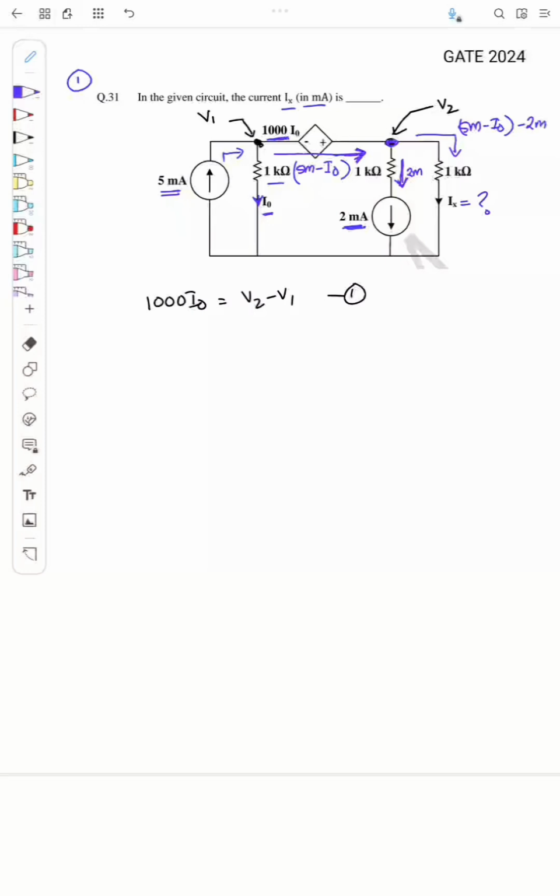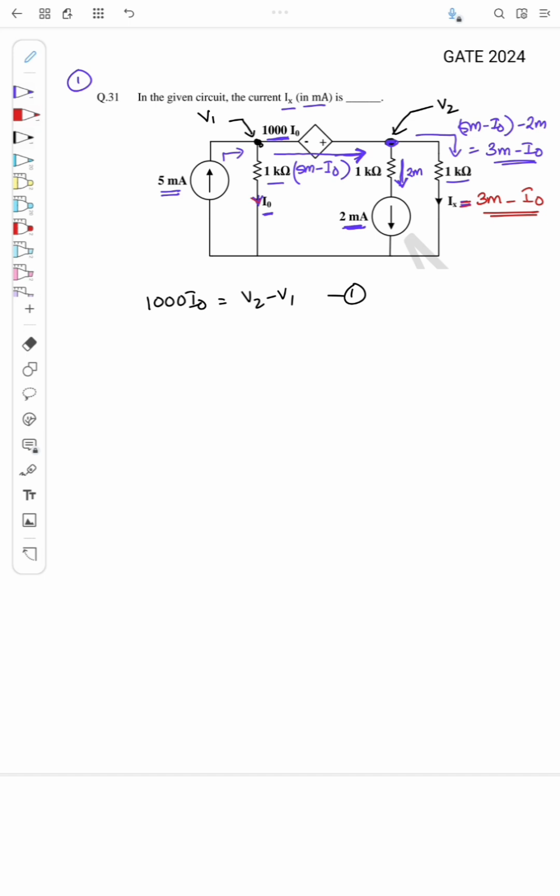So minus 2 milli, which means this is 5 minus 2 is 3 milli. So 3 milli minus I naught. This is the current flowing through this 1K, which is actually the current Ix. So I can write Ix equal to 3 milli minus I naught. Right, so I just need to find what is the I naught here. Okay, so from the circuit, we will find both the voltage V2 and V1 in terms of I naught, and substitute in equation 1 to find the I naught.